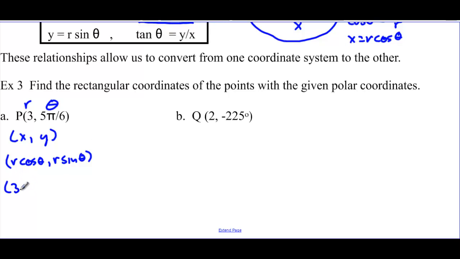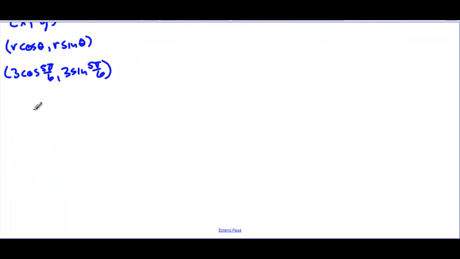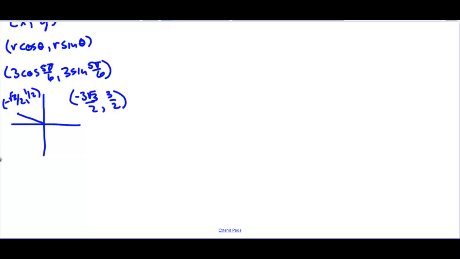We need 3 times cosine of 5 pi over 6, and we need 3 sine of 5 pi over 6. We have to locate 5 pi over 6, which is right there. There's the fifth sixth. So we have negative square root of 3 over 2 and 1/2. This ends up being negative 3 square root of 3 over 2 and 3/2.